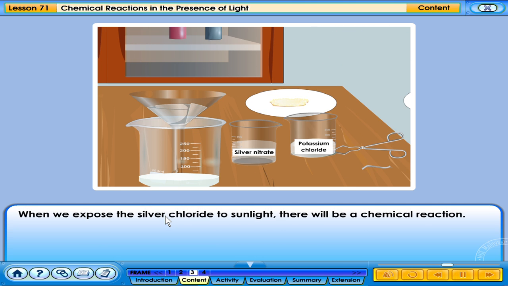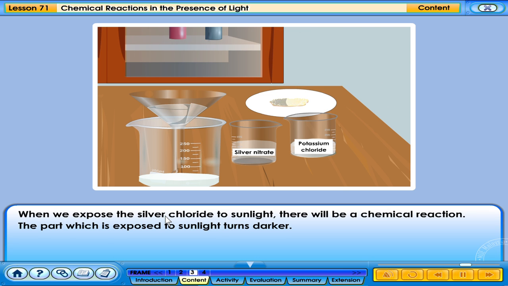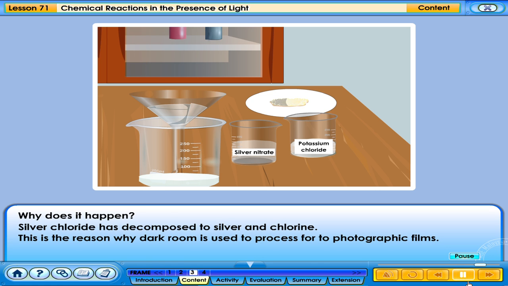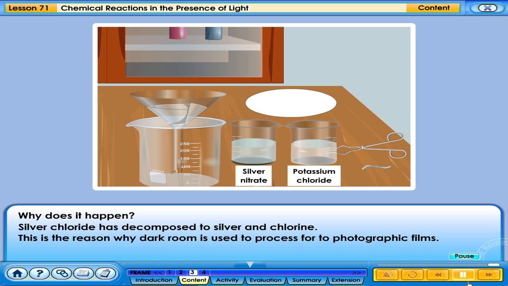When we expose the silver chloride to sunlight, there will be a chemical reaction. The part which is exposed to sunlight turns darker. Why does it happen? Silver chloride has decomposed to silver and chlorine. This is the reason why a dark room is used to process photographic films.